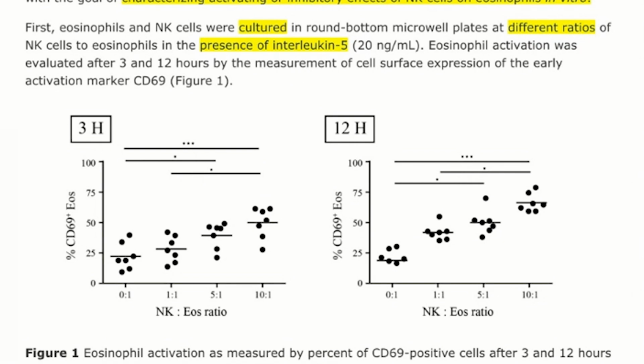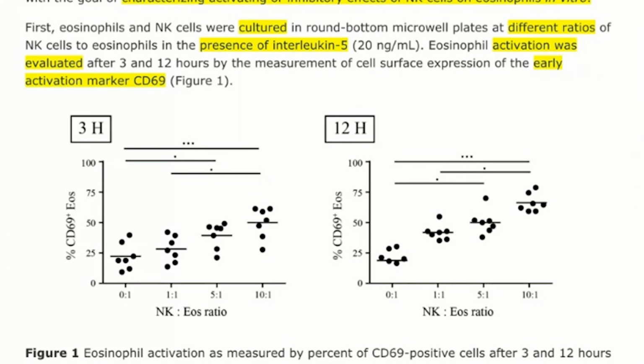But then I need to know, if they were looking for the activation or inhibition caused by NK cells, how are they measuring activation? So I know that eosinophil activation was evaluated by the early activation marker CD69. So I'll probably highlight "activation was evaluated" and "early activation marker CD69," because that tells me that that is what they used to figure out if things were being activated or not. So that's great.